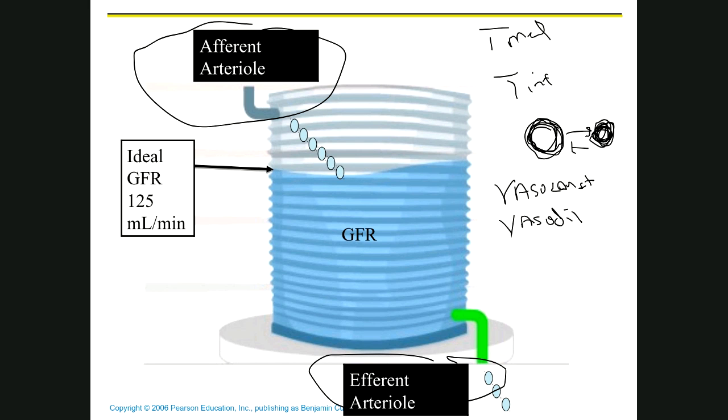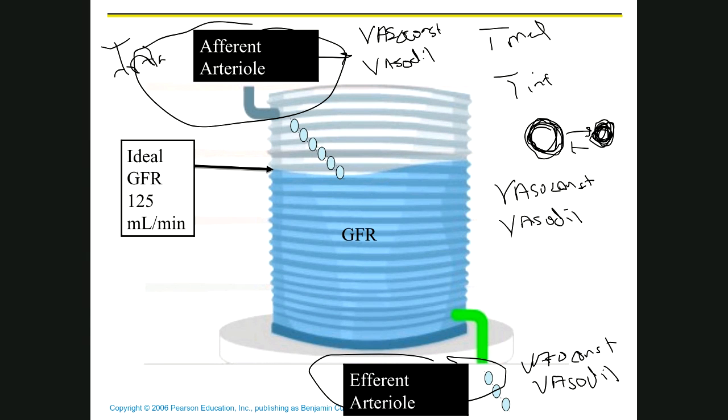So look, it's like opening up or closing the faucet. So I can, because it's an arteriole, I can vasoconstrict, or I can vasodilate. But I can do the same thing down here. I can vasoconstrict, or I can vasodilate. Does that make sense to everyone? So here's my intake, and here's my drain. And I want to keep GFR at ideal.